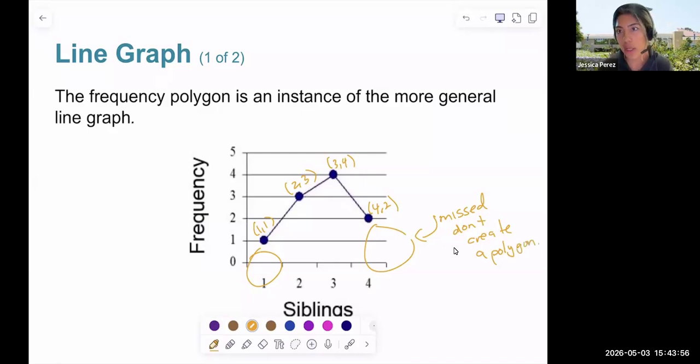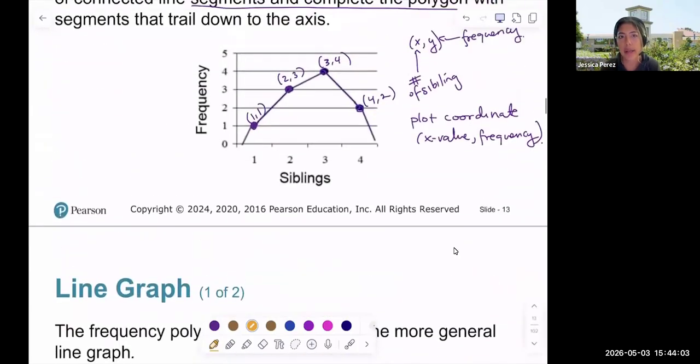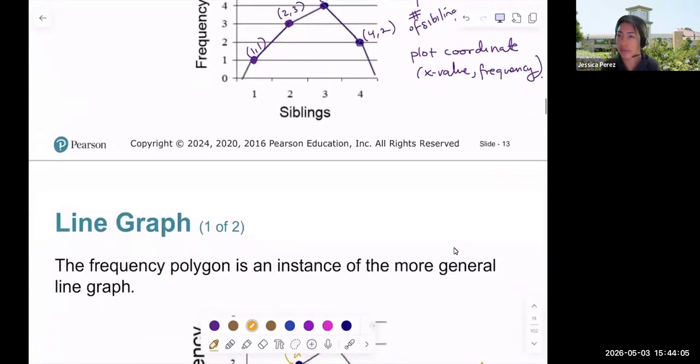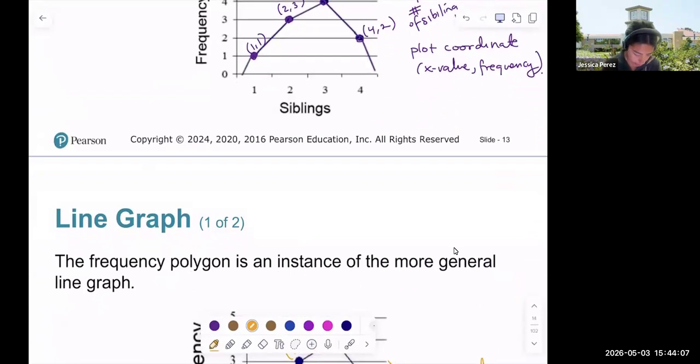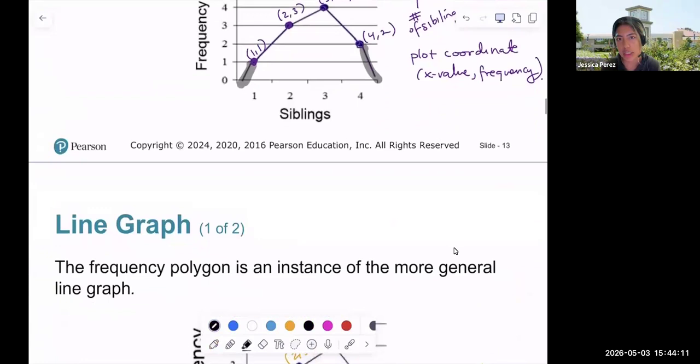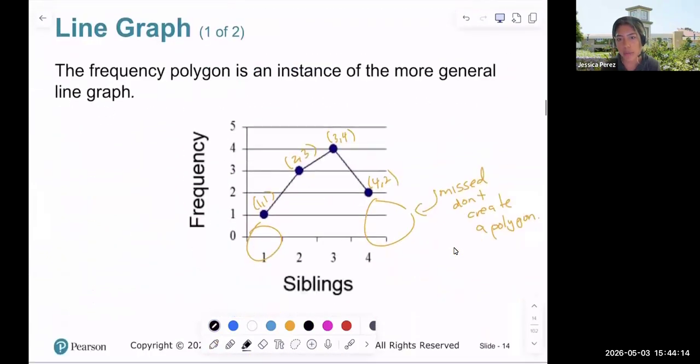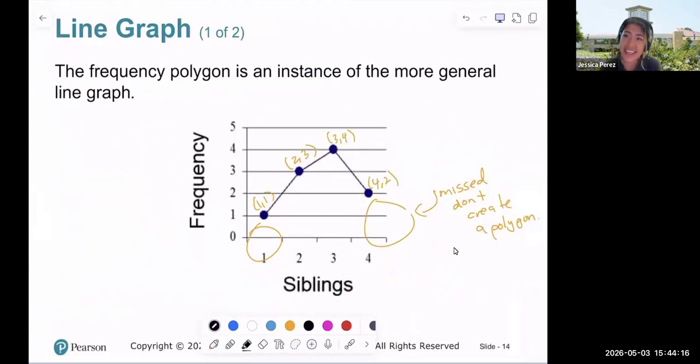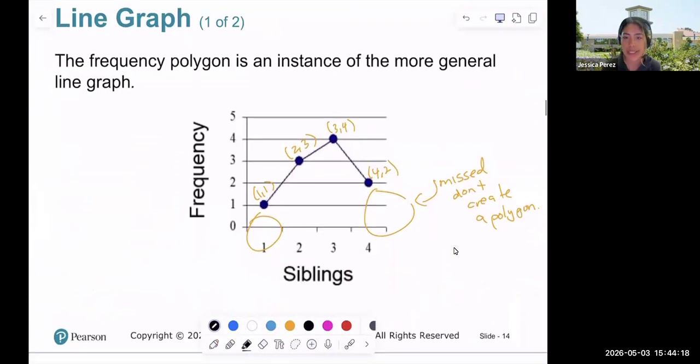We don't create a polygon. We just create the line segments. We don't finish it off, right? So that's what's different between the line graph and a frequency polygon. They're very common, except look over here. They actually do finish it right here. So they finish the dots. They actually create a polygon, where here we don't, because we're not interested in looking at a shape. We are interested in just looking at a line.